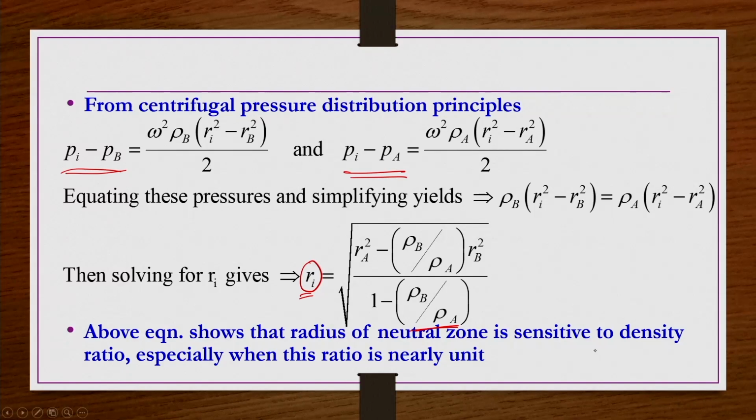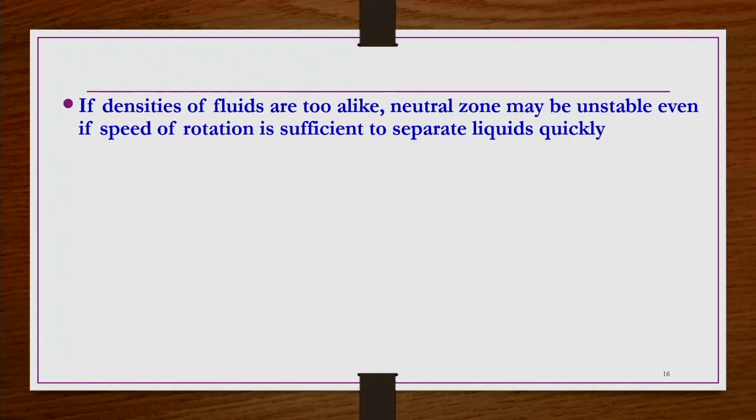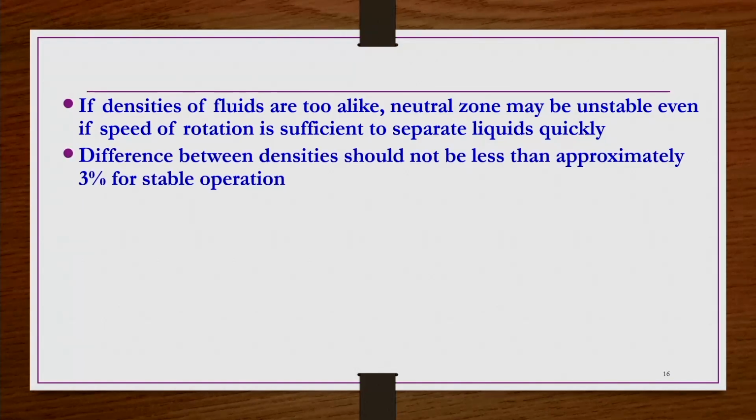The above equation shows that the radius of the neutral zone is sensitive to the density ratio, especially when this ratio is nearly unity. If it is almost close to 1, then the denominator 1 − ρb/ρa is going to be close to 0, so it is going to be a very large value, and under such a condition this Ri is going to be unstable. If the densities of the fluids are too alike, the neutral zone may be unstable even if the speed of rotation is sufficient to separate the liquids quickly. The difference between densities should not be less than approximately 3% to have stable operation.